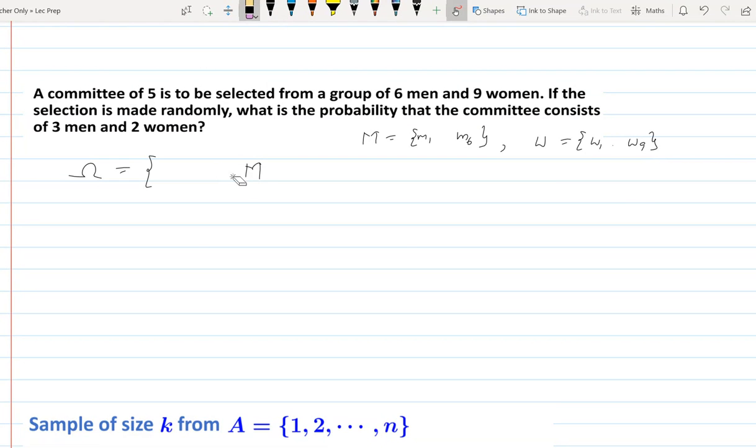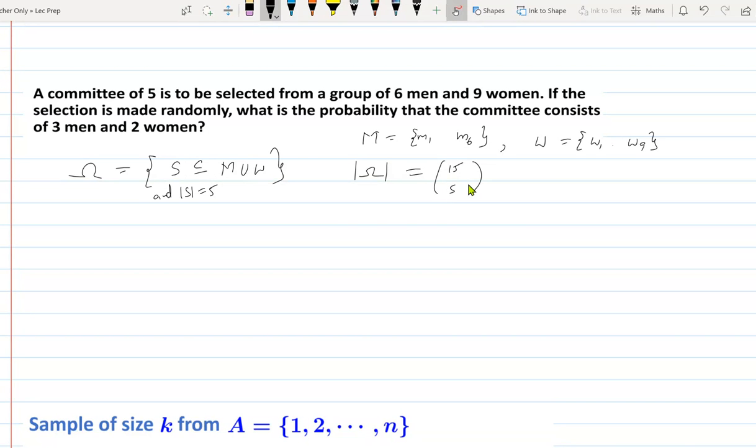So basically the sample space is the set S, which is a subset of M union W. There is a set of men, there is a set of women, and we are looking at subsets of M union W, and we also want the size of S to be equal to 5. So this is your sample space. The way it's possible is 6 plus 9, which is 15. So you are choosing some 5 people from a universe of 15.